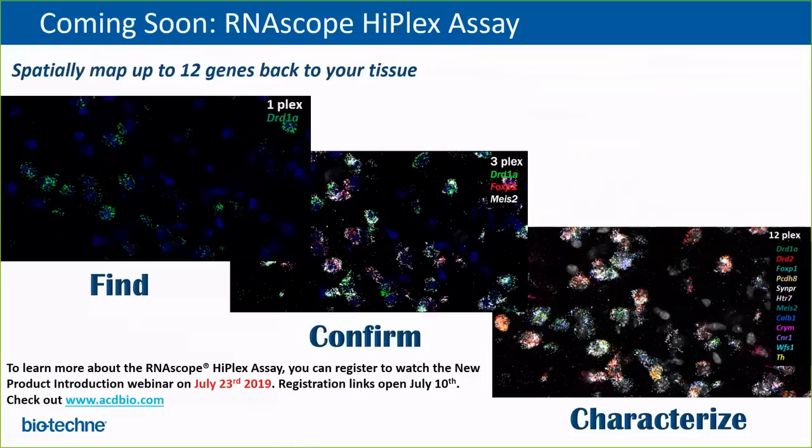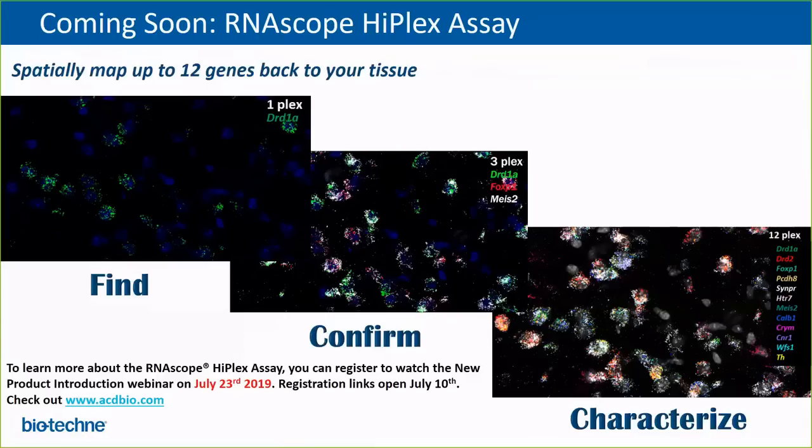Now, as I mentioned earlier in our talk, we have an assay that will be coming out soon, the RNAscope High-plex assay. To fully characterize and spatially map the diverse cell types identified by single-cell transcriptomics, RNA-based in situ assays capable of higher multiplexing are critical. Coming soon, ACD will release its RNAscope High-plex assay, which now allows researchers to visualize up to 12 targets on the same tissue section at single-cell resolution.